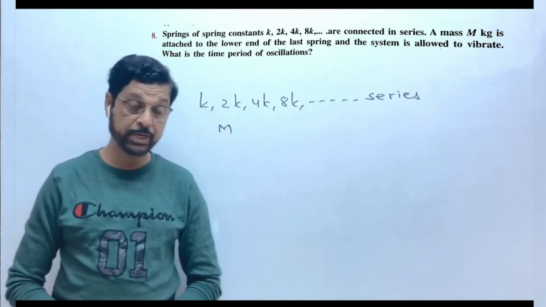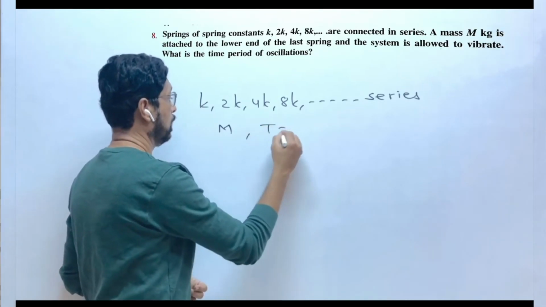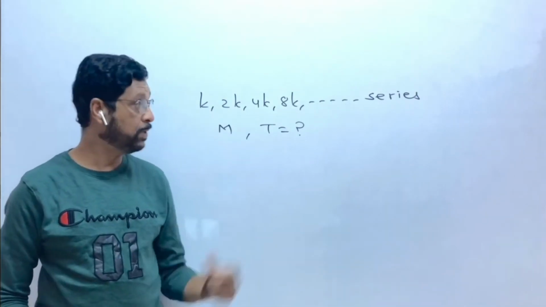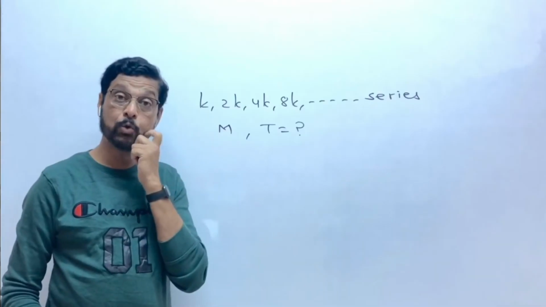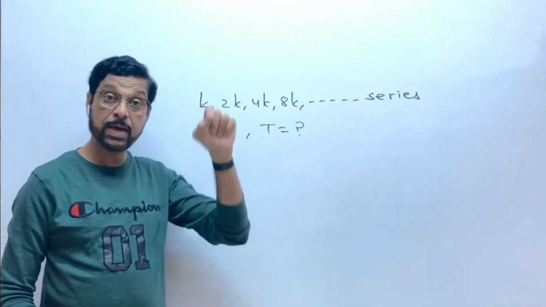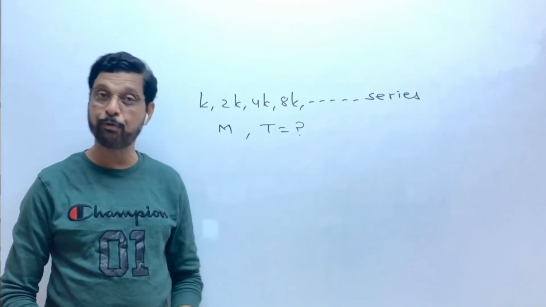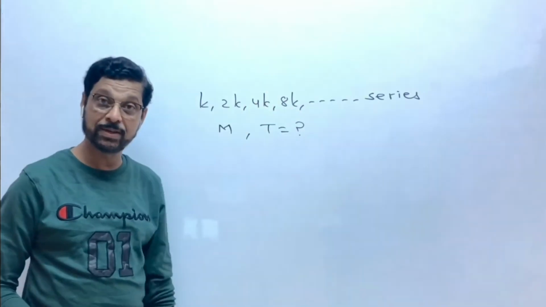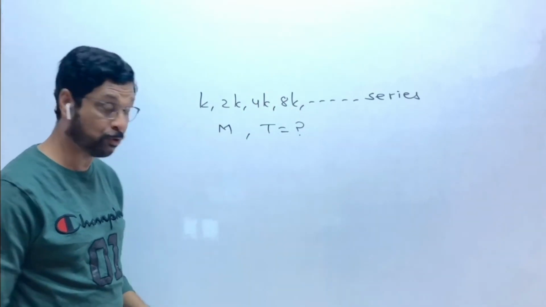What is the time period of oscillation? You have to find capital T. Now we know that capital T is 2 pi under root M by K. M is capital M and K will be the effective force constant. Now these springs are connected in series. So first we'll find out the effective force constant.